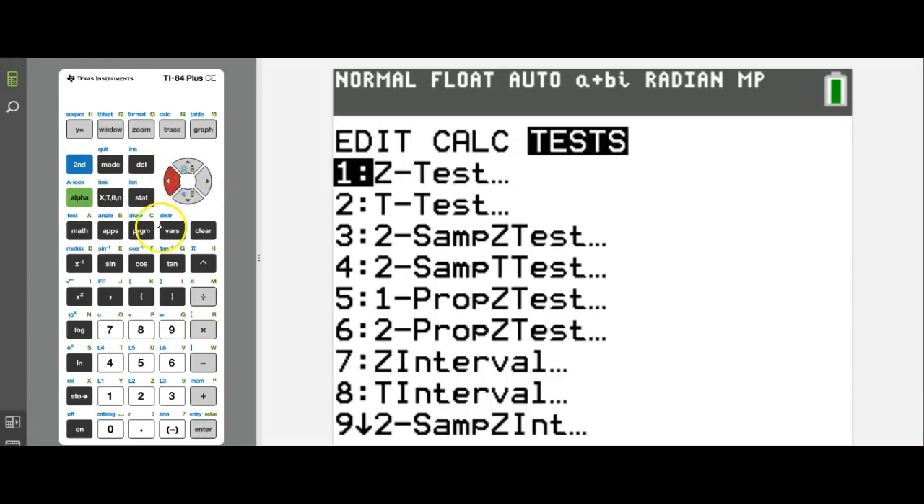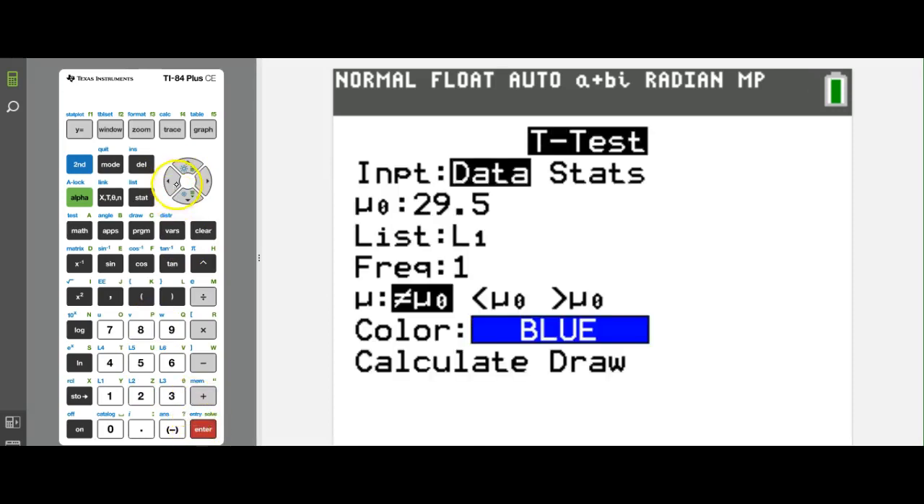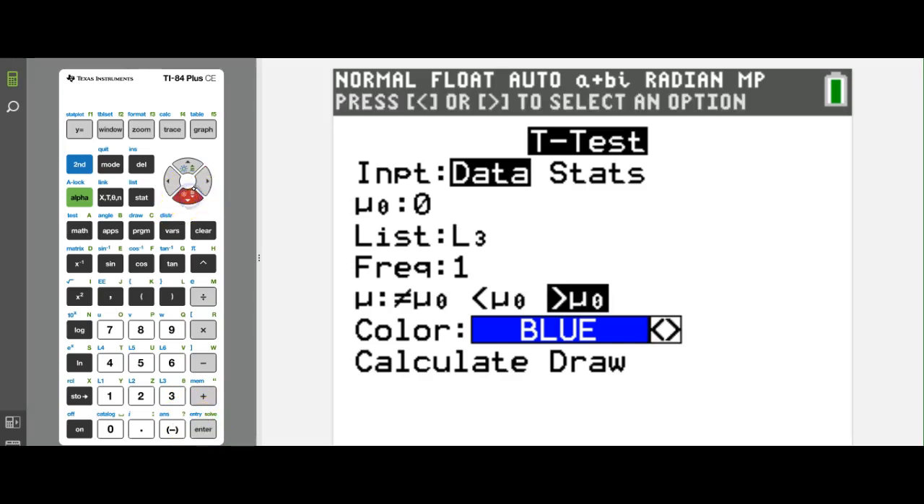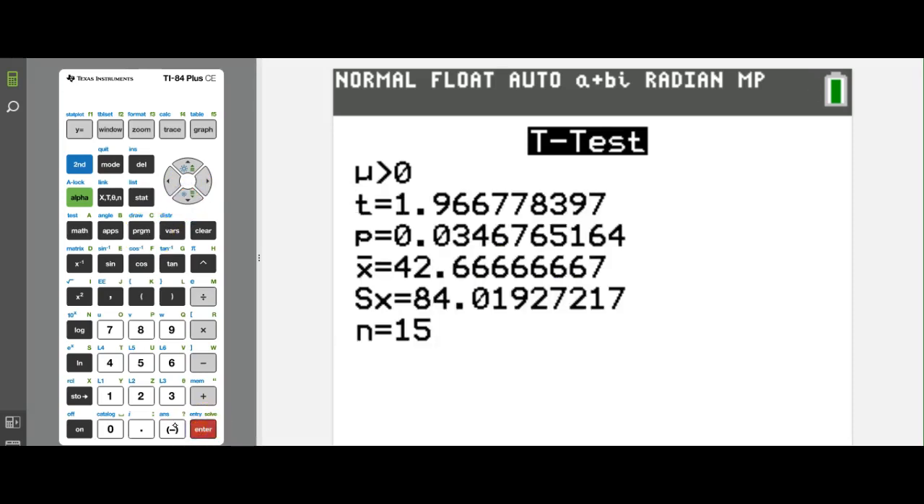So stat tests, t-test, and we actually are going to use the data that is in list 3 on our calculator. And this will be compared to 0. Go down here to list 3. And this is not a two-tailed test, this is a one-tailed test, where our alternative hypothesis was mu sub d greater than 0, the average difference being greater than 0. I'm going to come down here to calculate. So our test statistic value is about 1.97, and our p-value is about 0.03, we'll say.